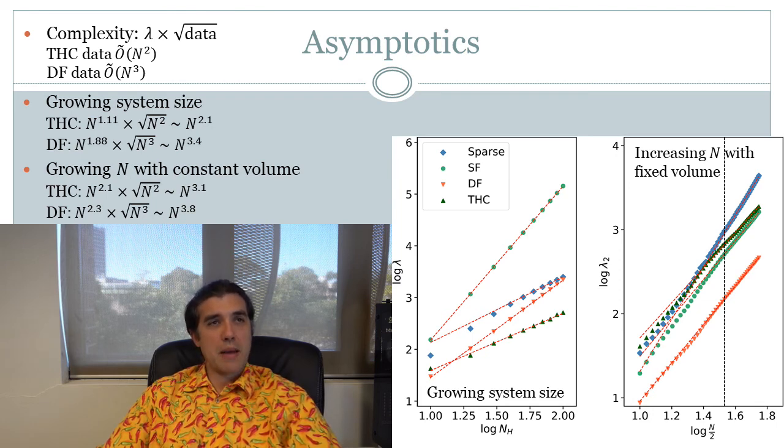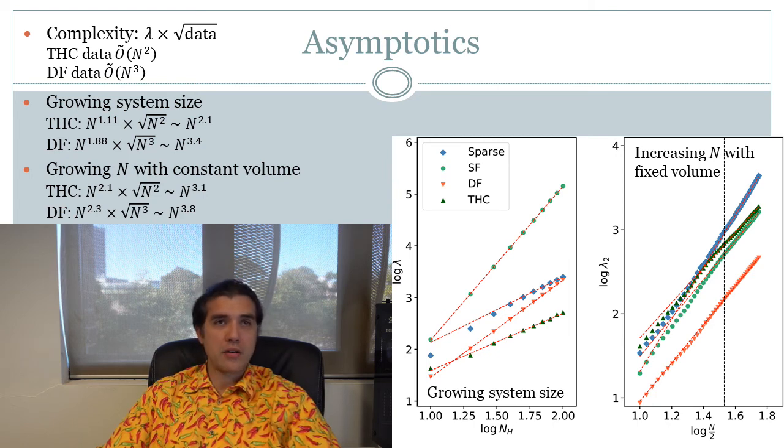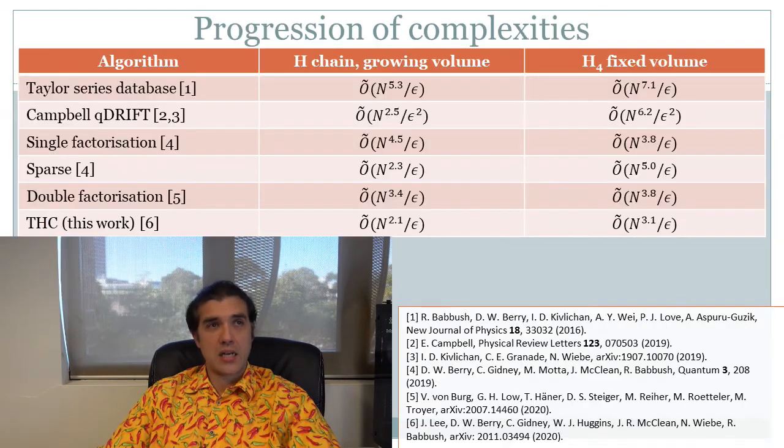For the thermodynamic limit of large systems, we therefore get a power of about 2.1 versus 3.4 for the double factorisation approach, an improvement by more than a factor of N. We used similar methods for the other algorithms to give the scalings in this table.